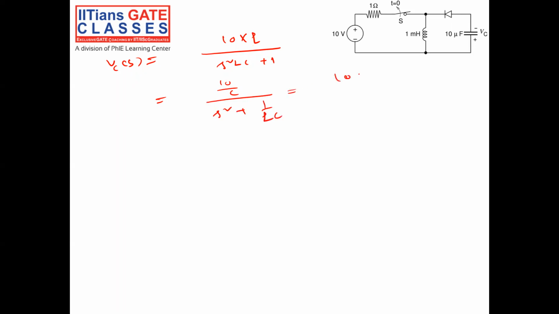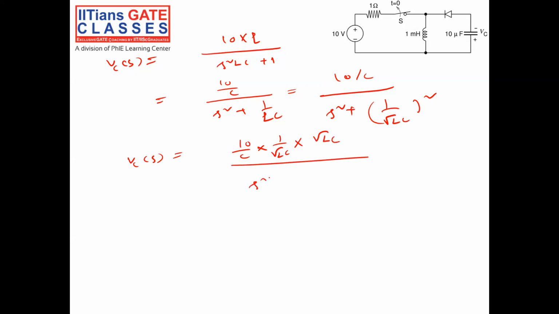Okay, so if I do some changes now, I want to make it into a square, like omega naught square. In order to take the inverse Laplace transform, I have to express it in terms of S square plus A square. So here I have done it like this. VCS is nothing but 10 by C, multiply and divide by 1 by root LC, into S square plus 1 by root LC the whole square.